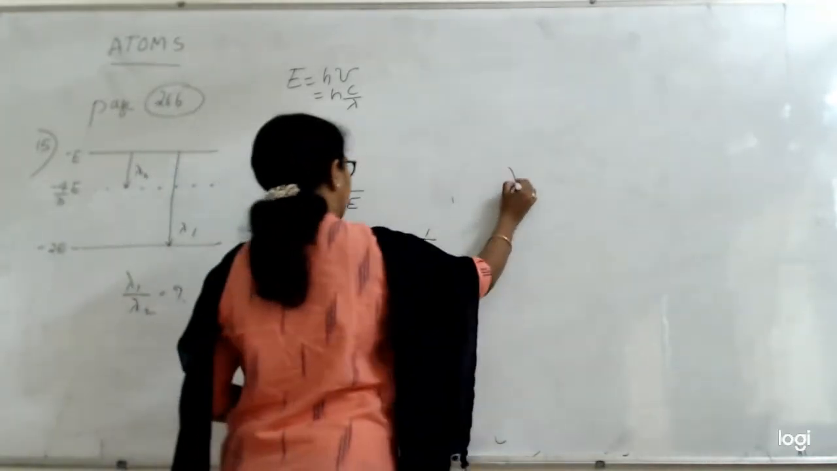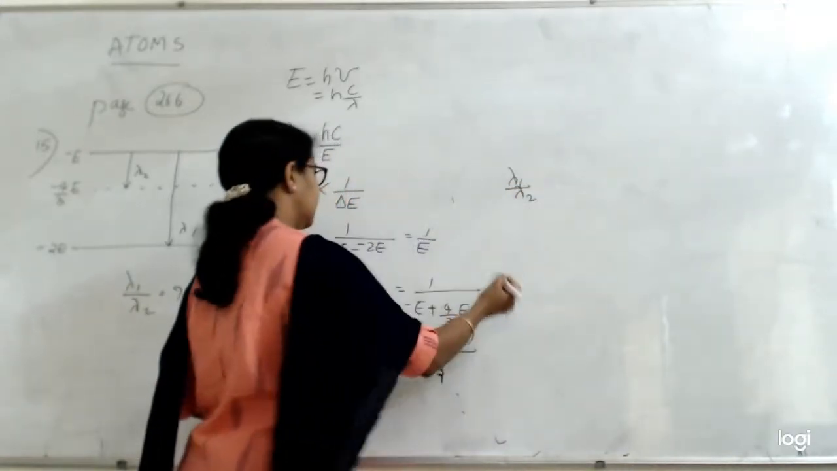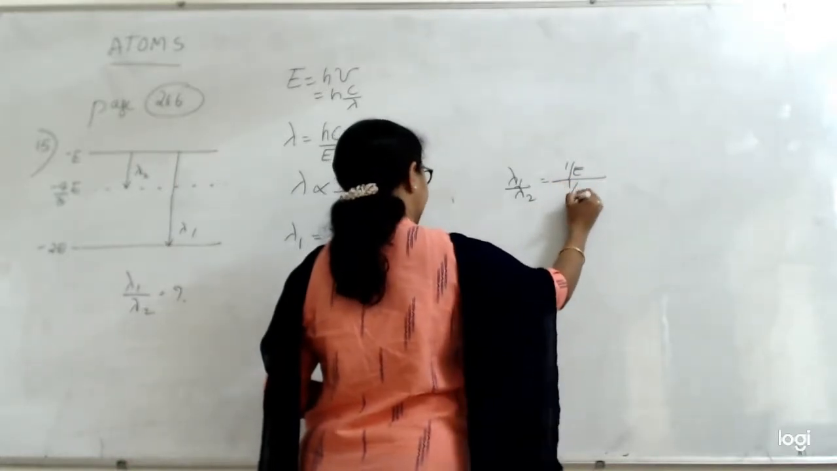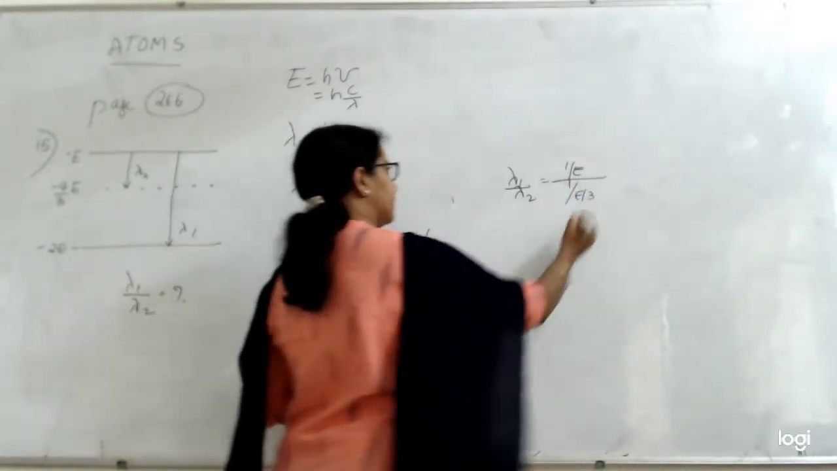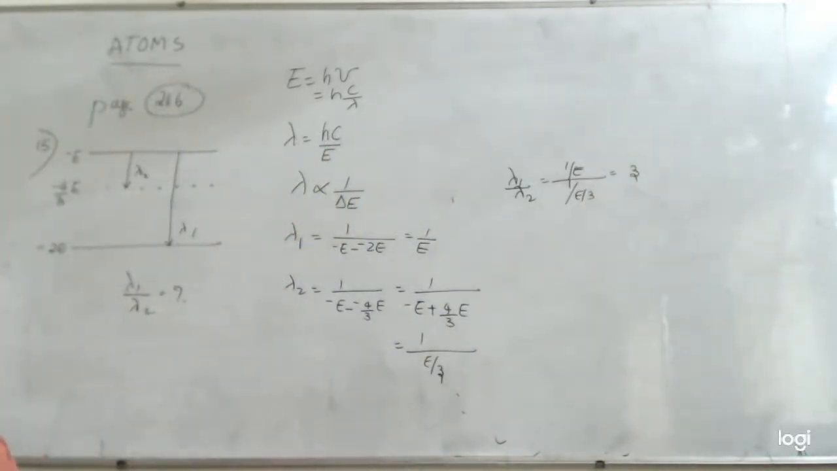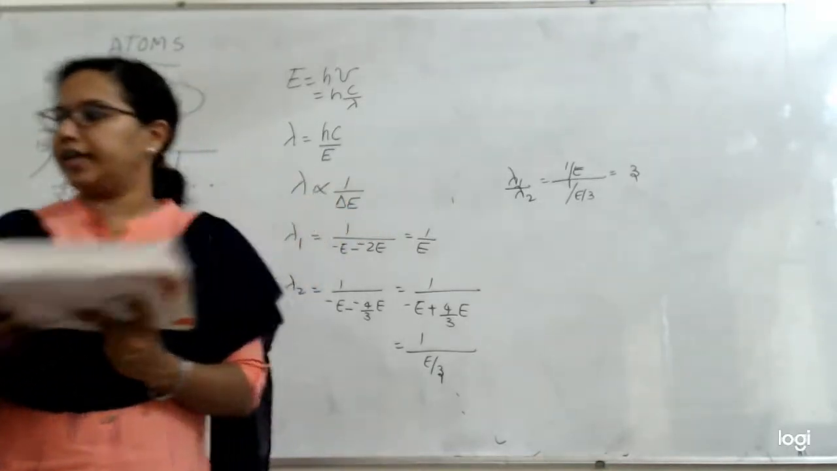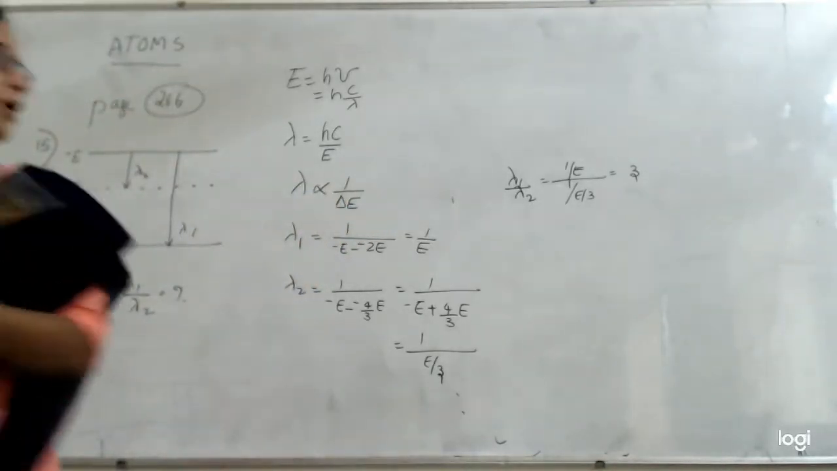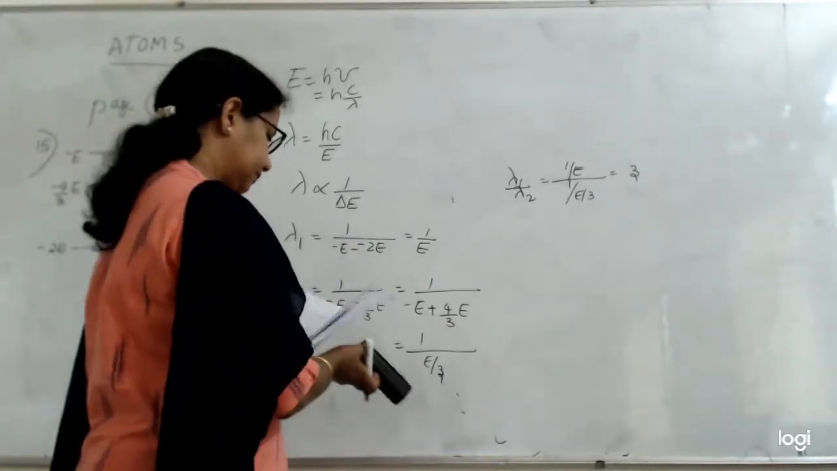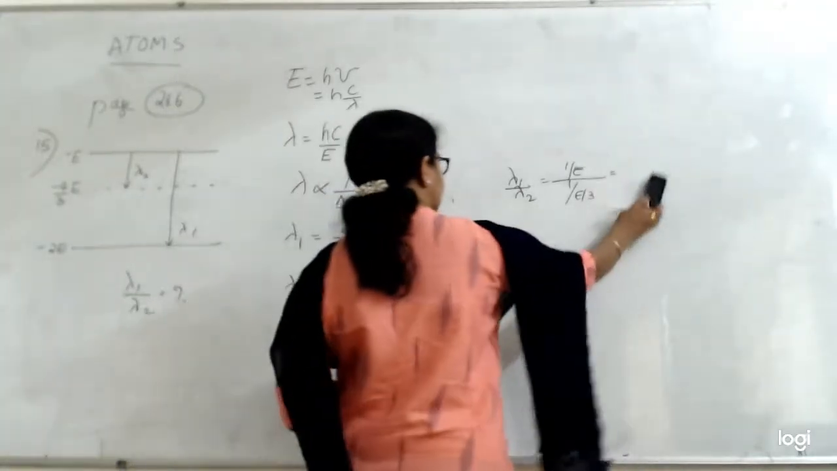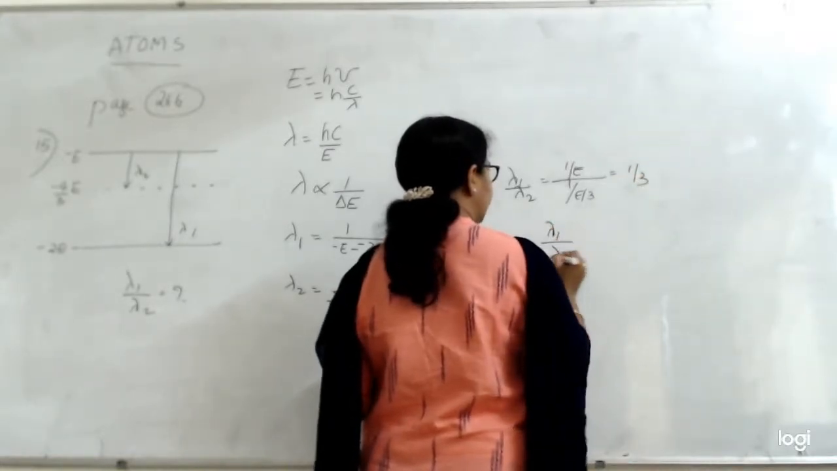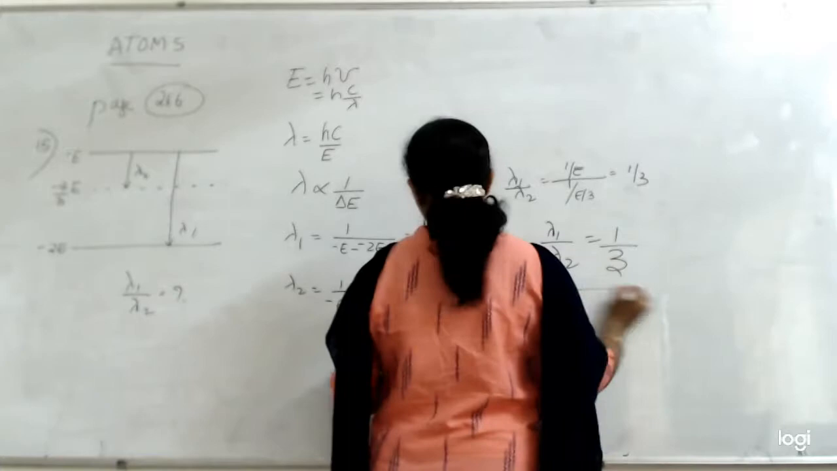So we need to find lambda 1 by lambda 2. That is 1 by E divided by 1 by E by 3. So this will go up, that is nothing but 3. So we get the answer here: lambda 1 by lambda 2 as 1 by 3. E by 3, 1 by E, so it is 1 by 3.